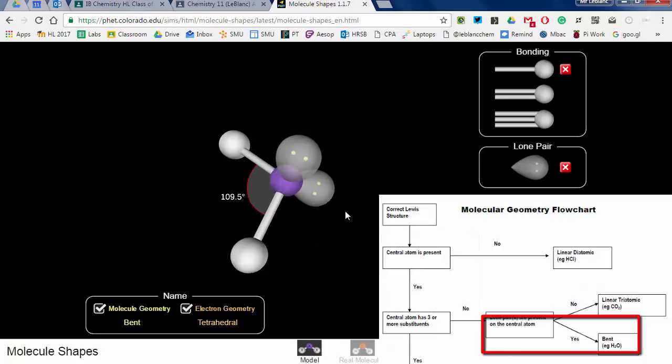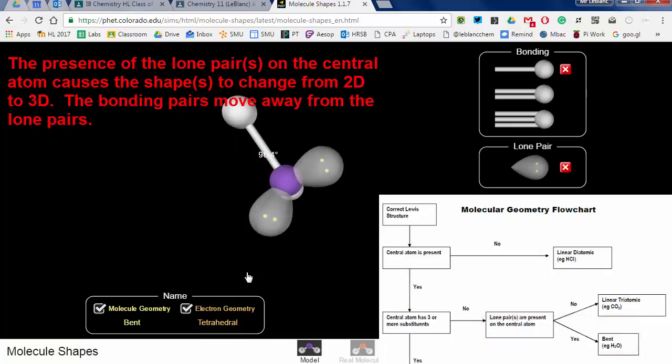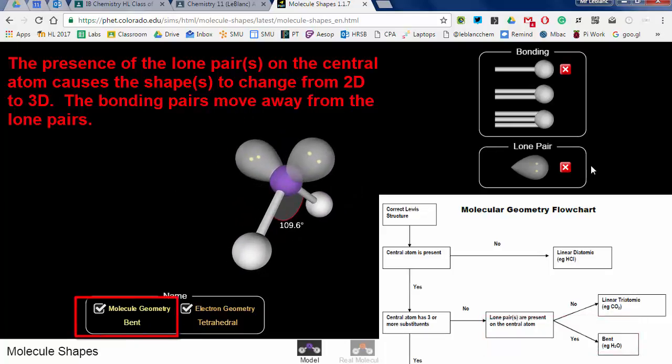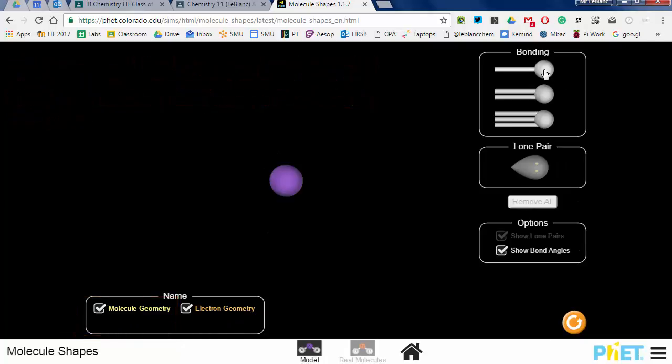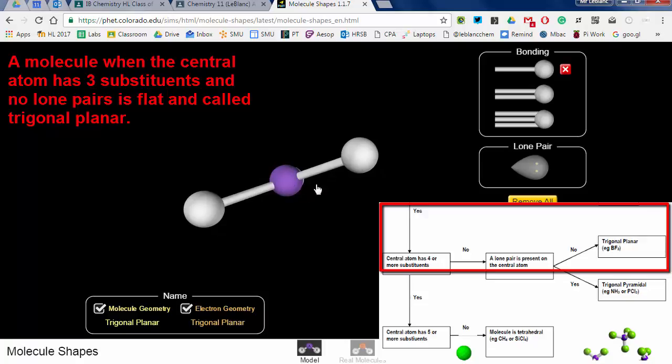All right. If I create a central atom with 2 substituents, but there are lone pairs, I'm going to find that the lone pairs cause the geometry to move from 2D to 3D. I call this shape bent. All right, so you can drag the model around on the screen. You can see that it is in fact 3 dimensions, and it's when I added those lone pairs that the bonding pairs moved away from each other.